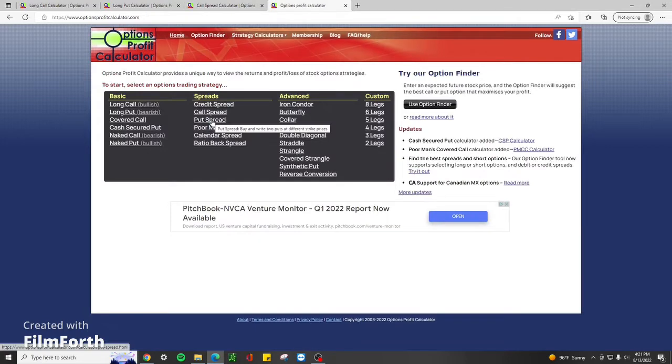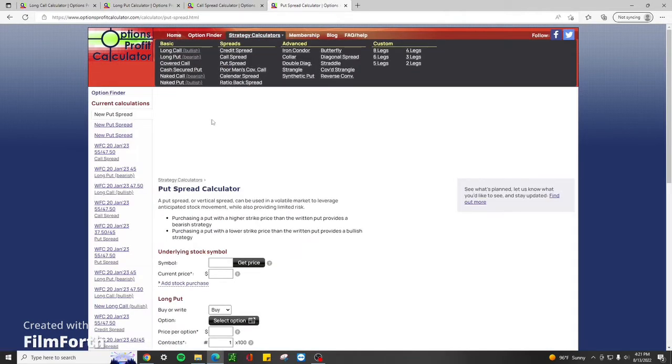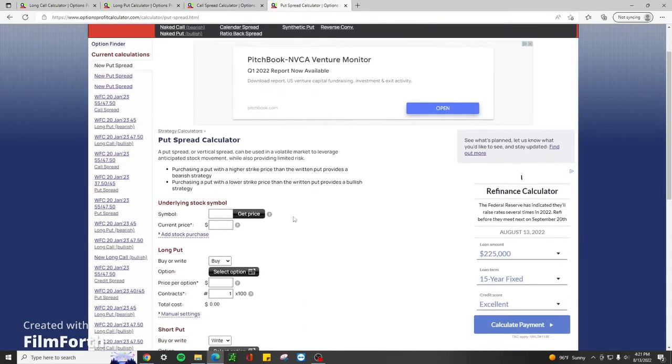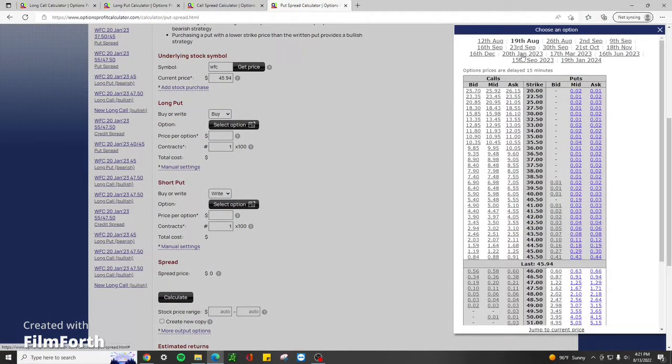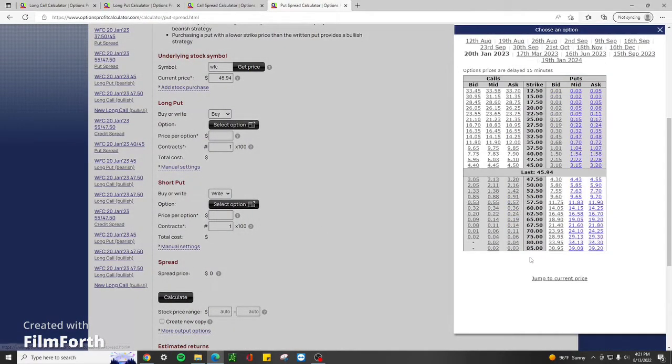Another example I'll show is the put credit spread, which is a neutral to bullish type of strategy. Once you click on put credit spread, of course, you want to search Wells Fargo or any ticker symbol. We'll click on the select option. We'll stick with the January 2023. And then of course, for the put credit spread, you want to buy a put that is further away from the current price and then sell a put that is closest to the current price.